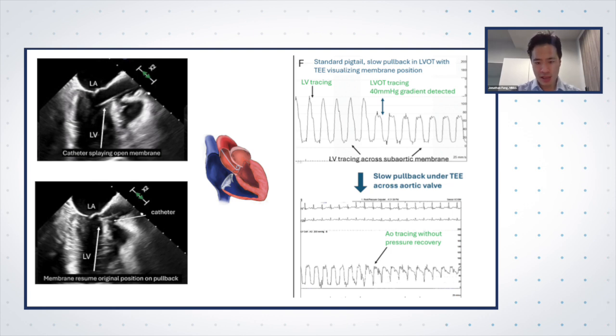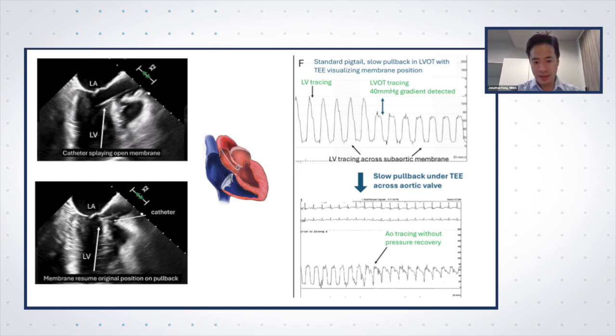But here we can see that when the catheter moves across from underneath the membrane to between the aortic valve and the membrane, there's a significant pressure drop, 40 millimeters of mercury, which agrees with that from the echocardiogram.